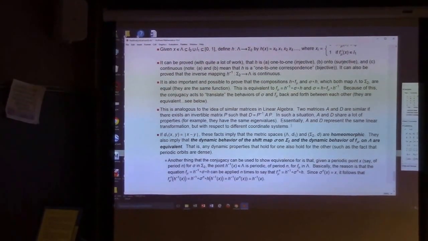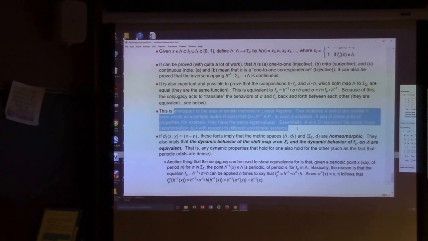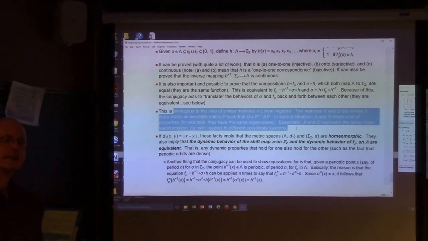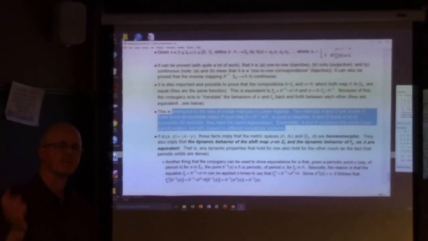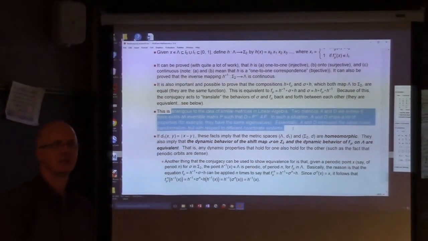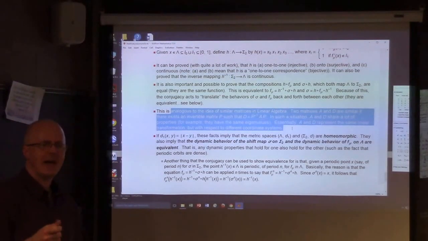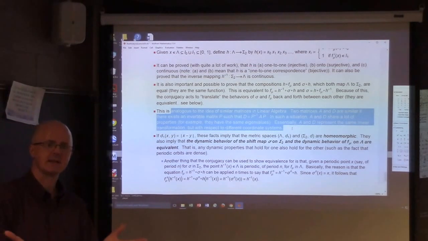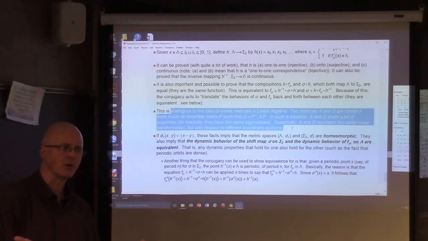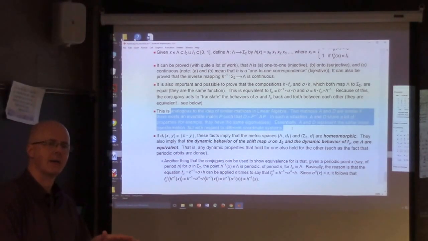I mention this is actually analogous to something in linear algebra when you're talking about similar matrices. Similar matrices have similar properties, like the same eigenvalues, for example. That came up in diagonalization in linear algebra. And that essentially says the linear transformations corresponding to those matrices are basically the same, except for a change of coordinates. And it's a similar idea here. H translates between these two spaces and these two maps.